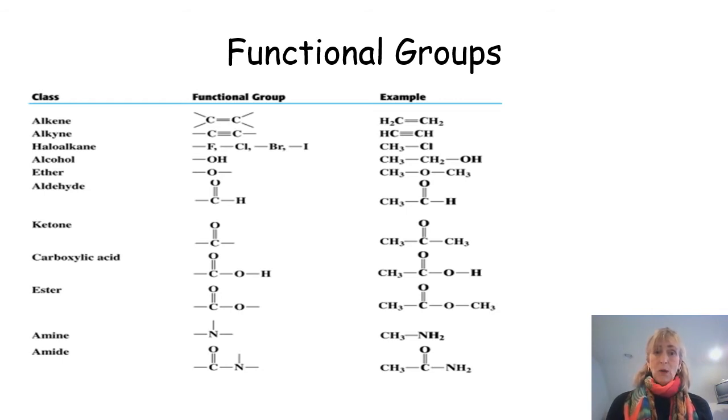Carboxylic acid, what's the distinguishing feature? There it is: the carboxyl group, the carbonyl, and attached to that carbonyl is a hydroxyl group. Ester is very similar. You can see it a little bit better here. There's the carbonyl. We had a hydroxyl group, but we took off the hydrogen, and over on this side we've got some sort of carbon group. So carbon here and a carbon group there. An amine, a nitrogen with at least one bond to a carbon, at least one, if not three.